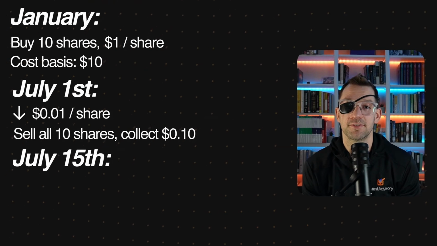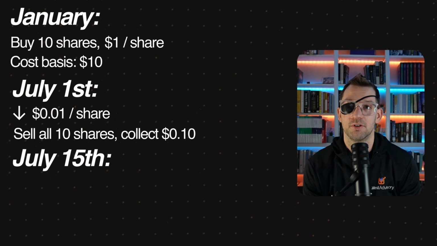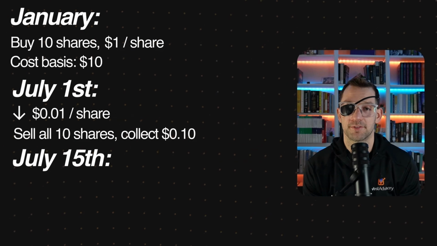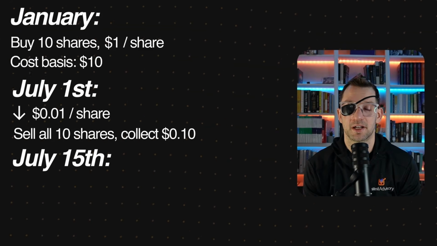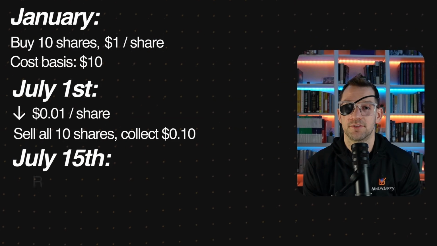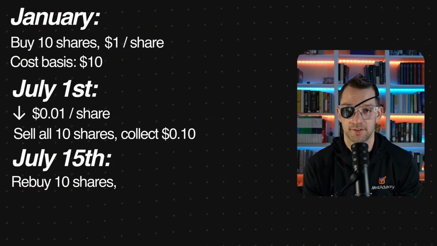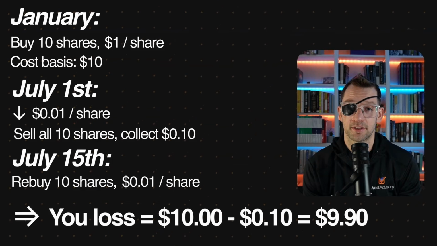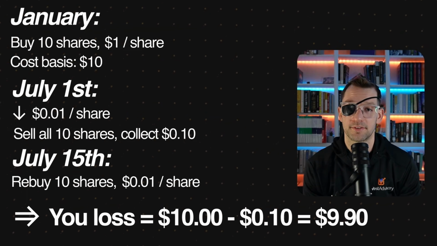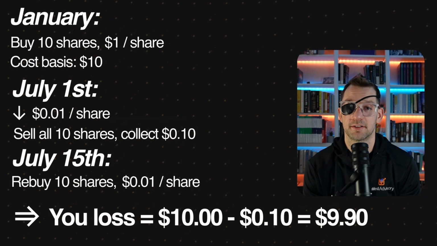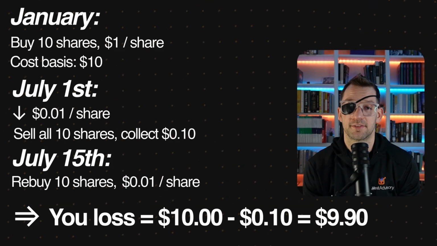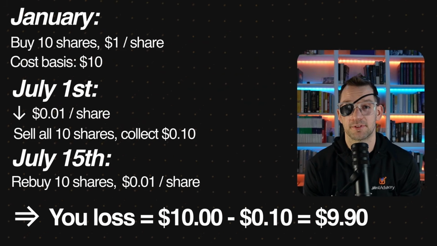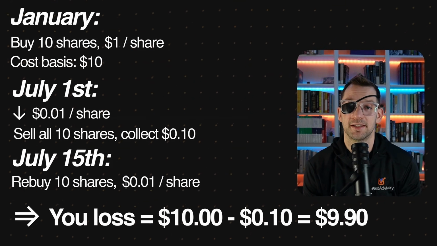All right, now July 15th, you're thinking to yourself, there's no way that this stock dropped all the way to a penny. It's due to bounce back. I made a mistake 2 weeks ago when I sold those shares. I'm going to jump back in and buy those shares, and they're still a penny a share. Well, when you sold those shares, you had a $9.90 loss, right? Your total basis when you paid $1 per share for 10 shares was $10. You sold your shares for a penny a piece for 10 cents. So you had a $9.90 loss.